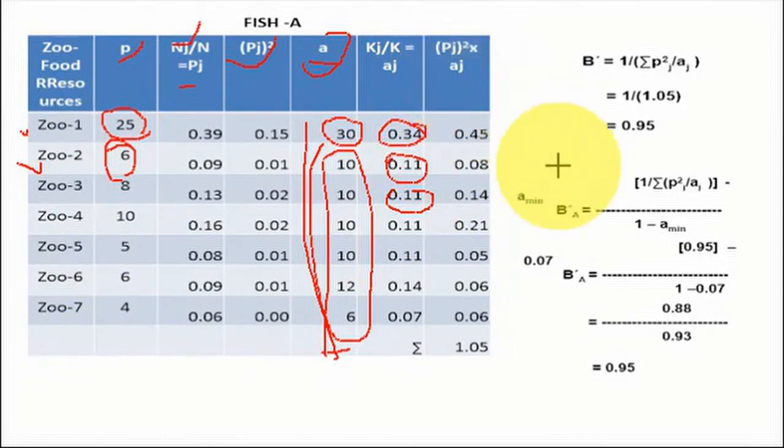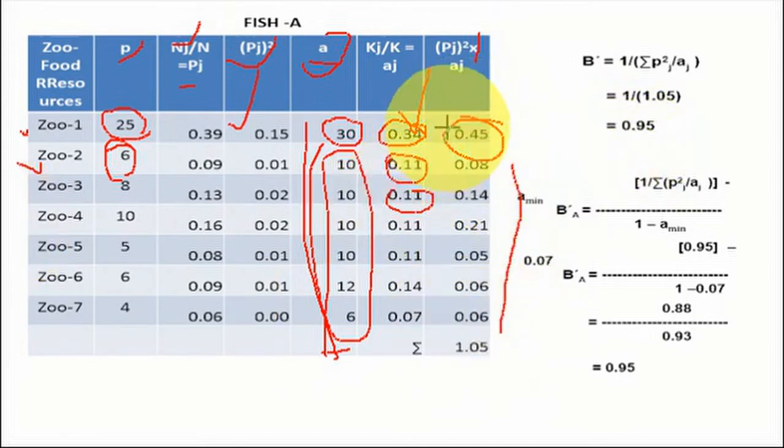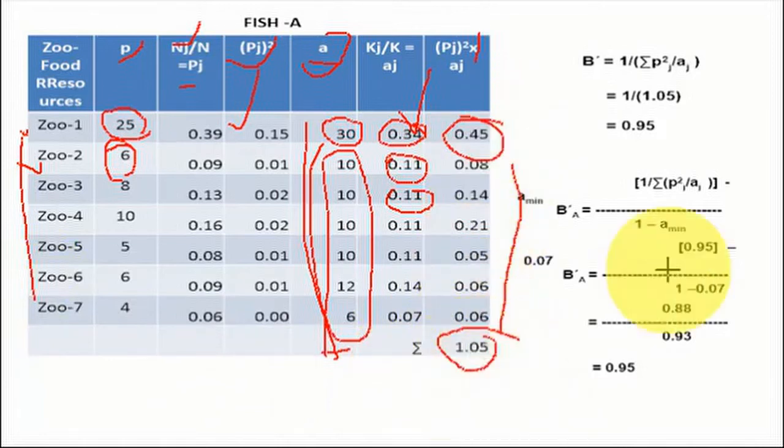Now this is as per the formula. What we have to do is pj divided by aj. So we can do this by dividing pj whole square by aj. Now you are getting 0.45. You can go for all the species, and finally you are getting 1.05. This is a summation of all these numbers. In this case, this is the summation of pj square divided by aj. This is what we are getting, 1.05.